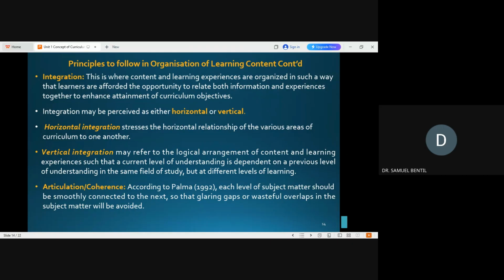But take note, with horizontal integration, it should be at the same level across different subject areas. So you cannot pick a concept in Form 3 physics to explain a concept in Form 1 geography. That is not done in horizontal. The concept you are picking should be at the same level. So a Form 1 physics concept, and you draw that knowledge to explain in Form 1 geography. Because if you pick a concept from Form 3 physics, the child is just in Form 1, so it will be difficult for that child to explain.